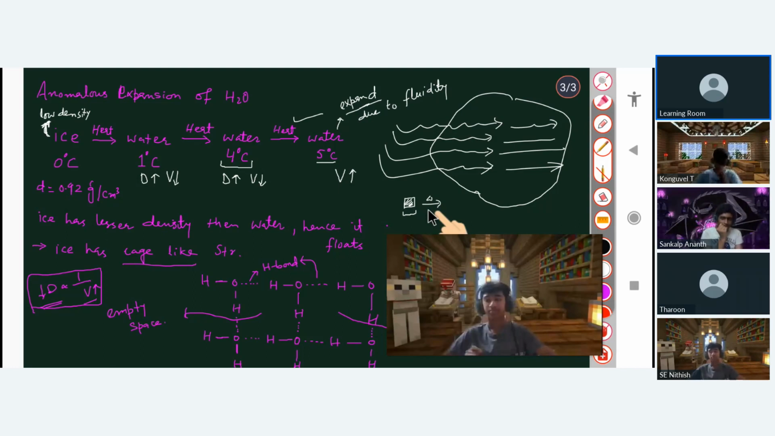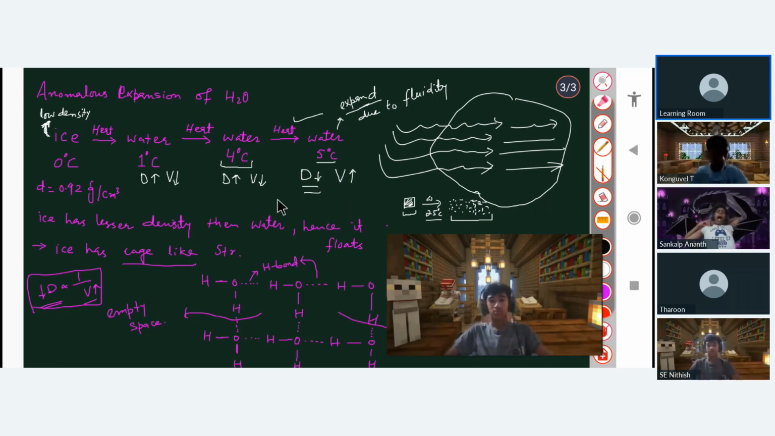Now when I'm heating it, let's say to 25 degrees Celsius, first it will melt to form water. But when water is formed, the water molecules will expand. They will now flow. Water has a tendency to flow, so it will occupy more volume, more space. So that's why I'm saying volume will increase and density will decrease. After 4 degrees Celsius, volume again increases and density decreases.